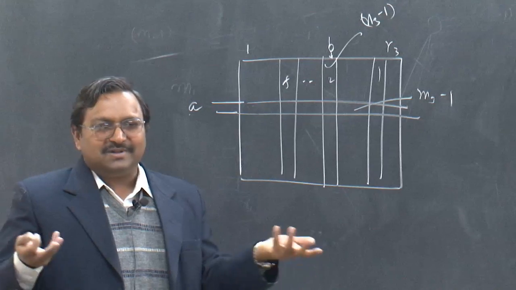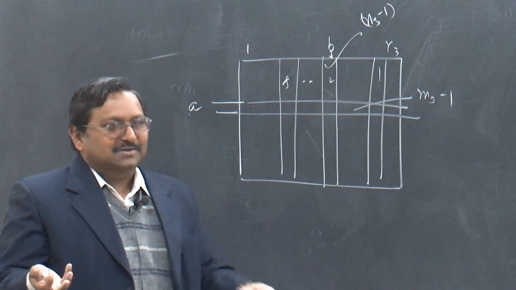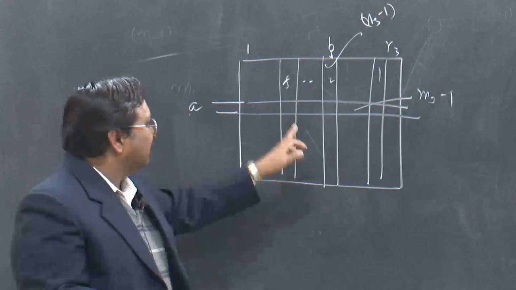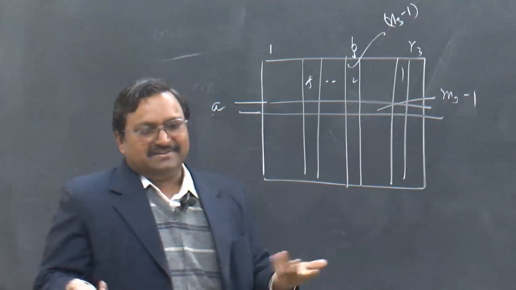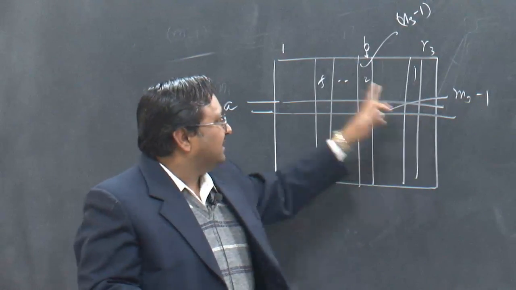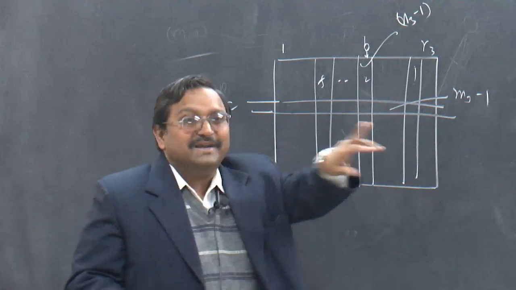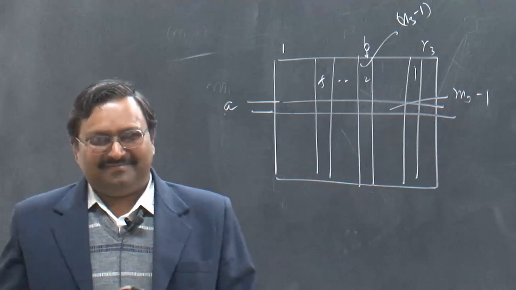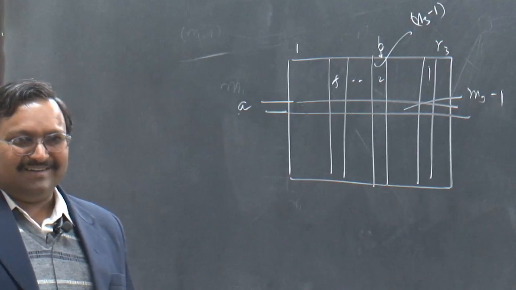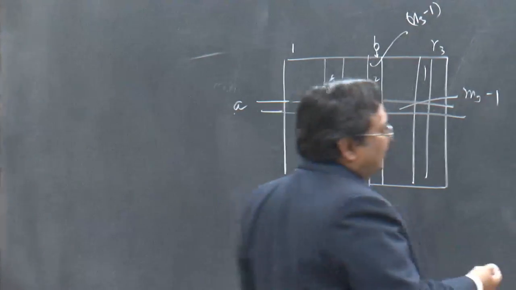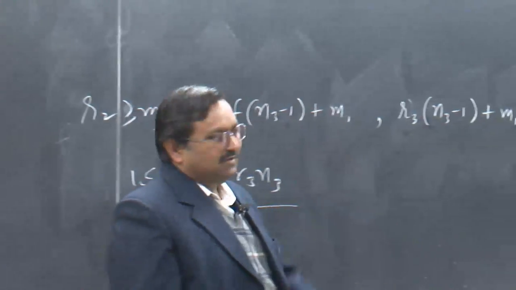And if your R2 is more than that, at least one higher than that, you can find a free symbol which can be placed everywhere, because that symbol also has not been used here, has not been used anywhere. And a symbol can repeat in a multicast scenario. Only one extra will be required. And that's how you get F into N3 minus 1 plus M1.